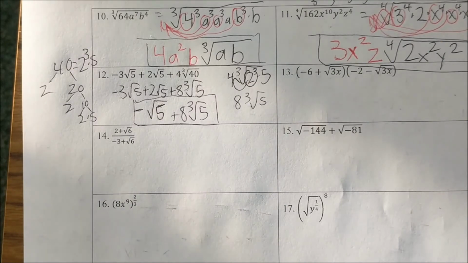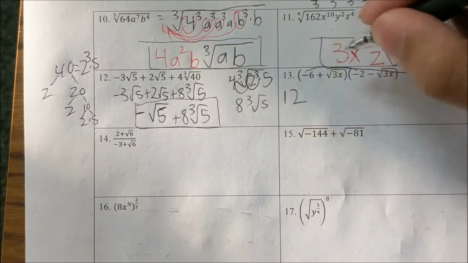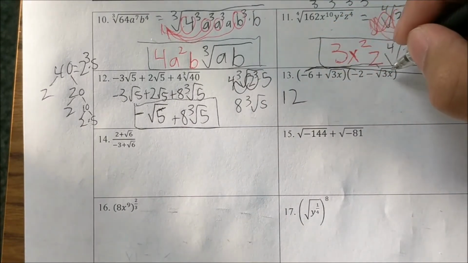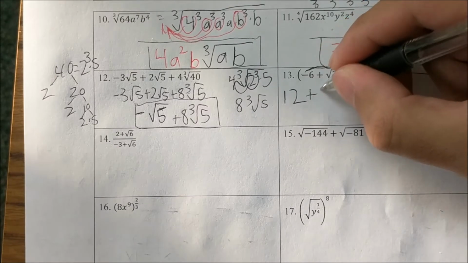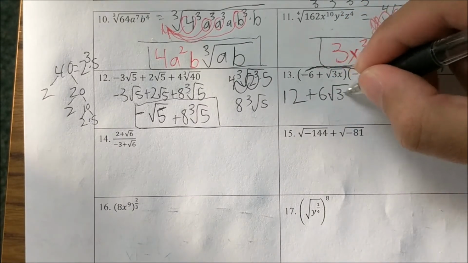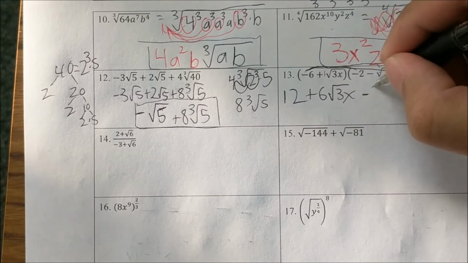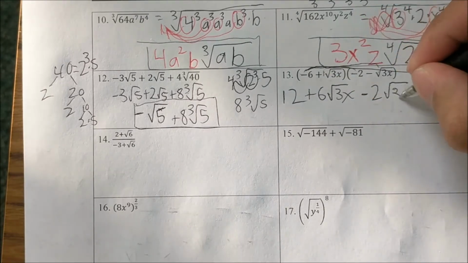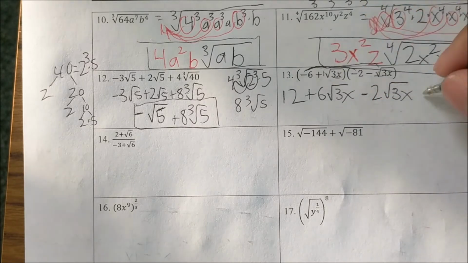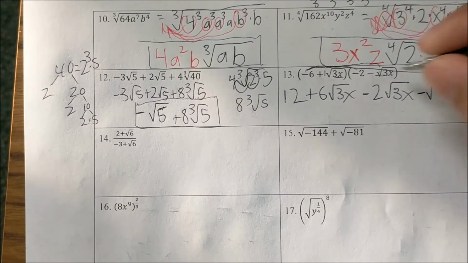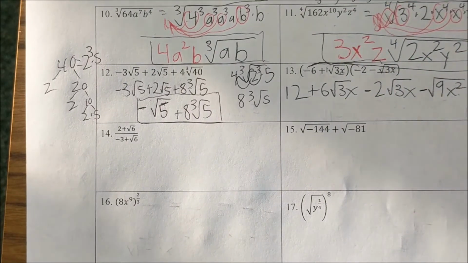Okay, we have some distributing to do. -6 times -2 is positive 12. -6 times -3x. So negative times negative is positive. 6 is on the outside, keep the radical. Here, -2 times invisible 1, so that's -2 in front, keep the radical. And then positive radical 3x times negative radical 3x. So 3 times 3 is 9, x times x is x squared.